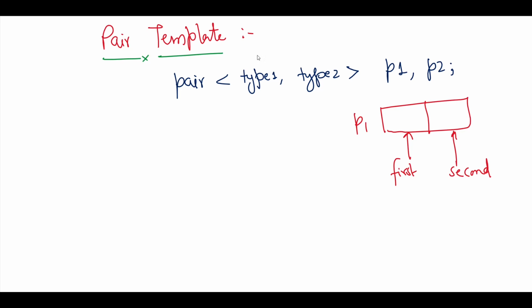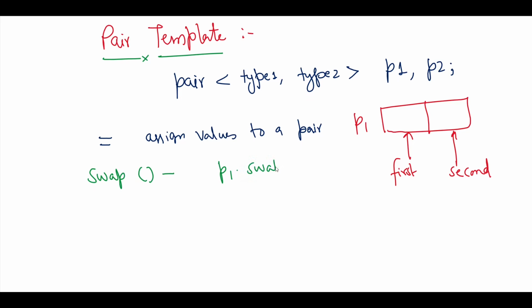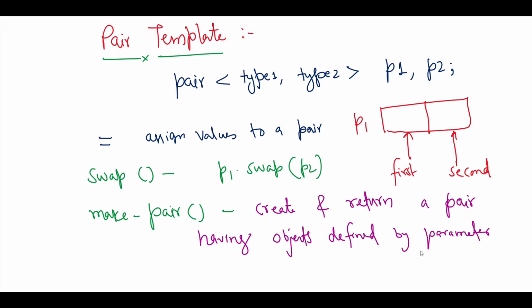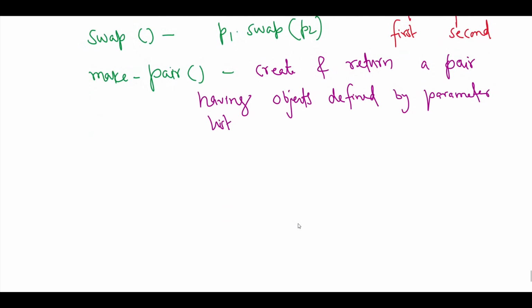Some functions that are used in the pair are equal, which will assign values to the pair. There is a function like swap, which will swap the contents of the pairs like this, p1.swap(p2). And then another function that you are already familiar with, make_pair. It's going to create and return a pair having objects defined by the parameter list. So I will tell you what it means. But before that, let's discuss its operators first.